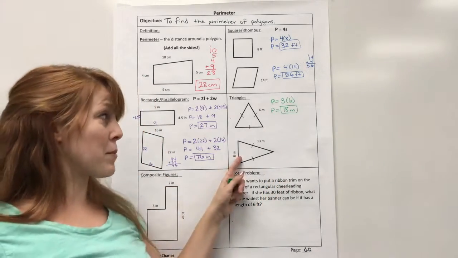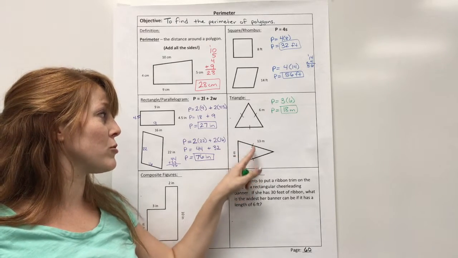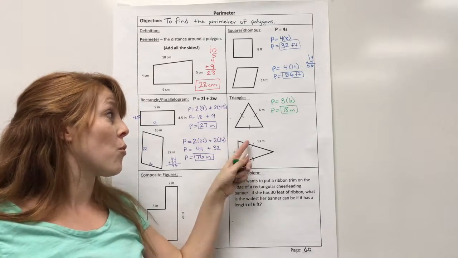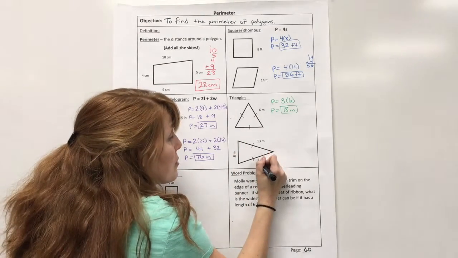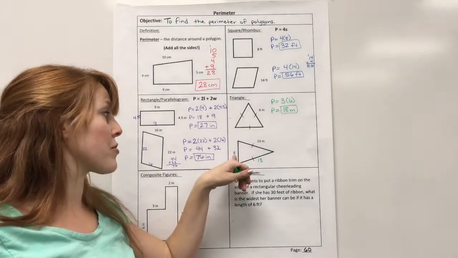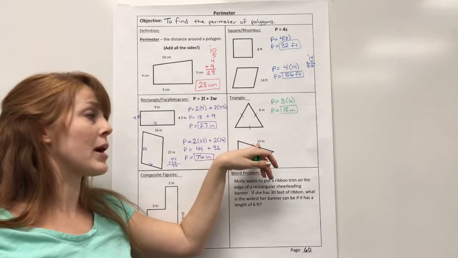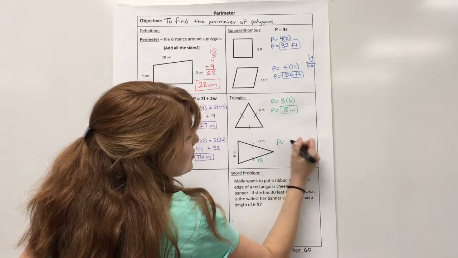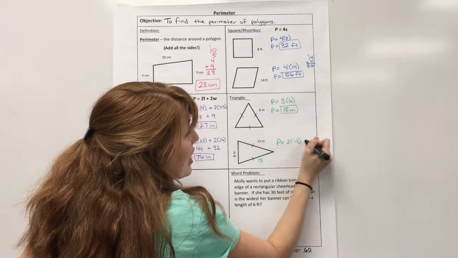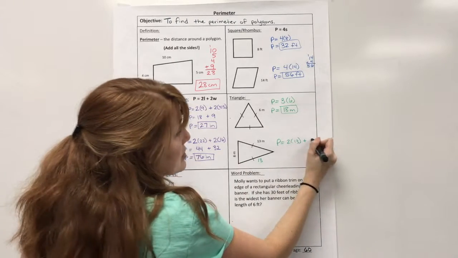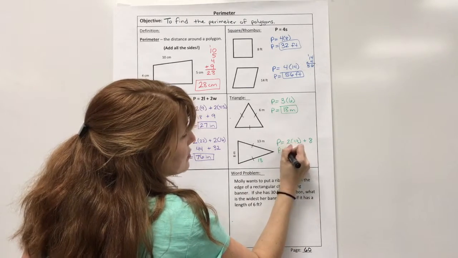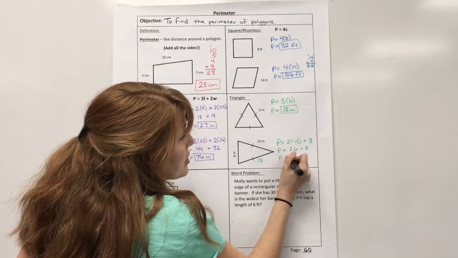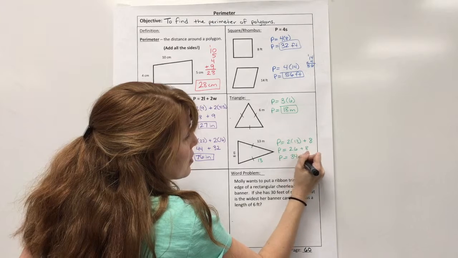Now, if you have this type of triangle, which by these markings I know two sides are the same, that would be isosceles. For an isosceles triangle, if this is 13, I would need to label this as 13. And then I know the third side is 8. So I can do 2 times 13, or 13 plus 13, and then I'm going to add the third side, which is 8. All right, 2 times 13 would be 26 plus 8. Perimeter equals 34 meters.